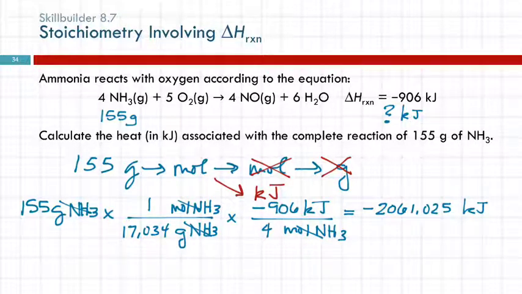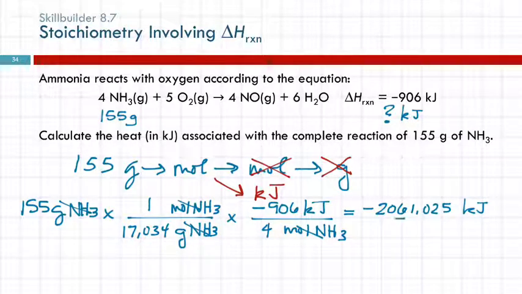How many significant figures? 3. This number is 3, and this number has 3. That's a whole number, but it doesn't mean it's an exact number. Kilojoules is a unit of measurement. Any measurement has uncertainty. The 4 here, is that exact? Yes, it is. The 4 is exact because exactly 4 molecules of ammonia will react with exactly 5 molecules of oxygen. This 4 goes back to counting of individual molecules, and that is exact.